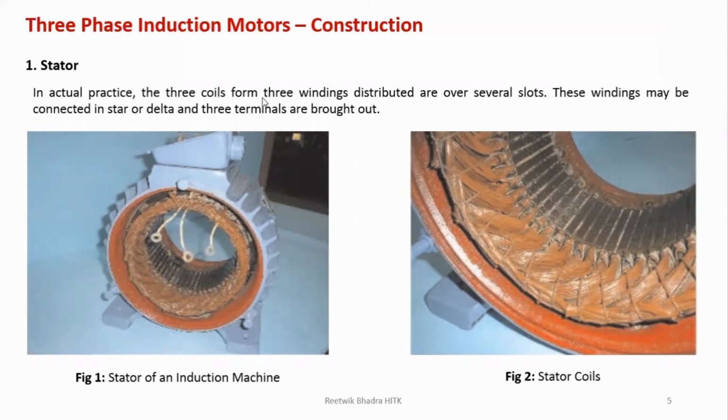So these three coils form three windings distributed over slots. These are all slots over here. So windings are placed, and three windings are brought out to give the three-phase supply.